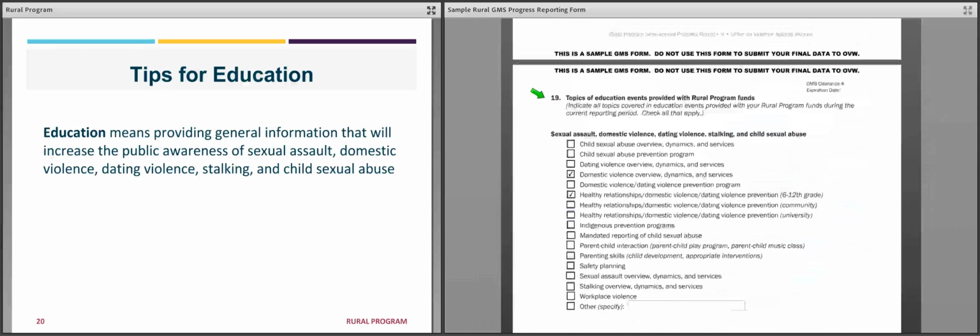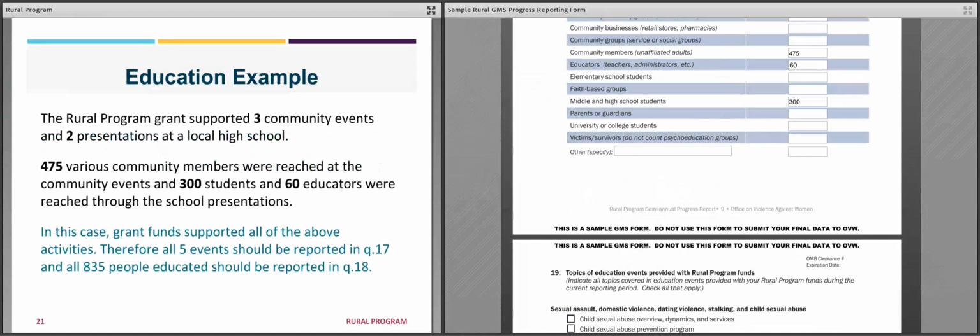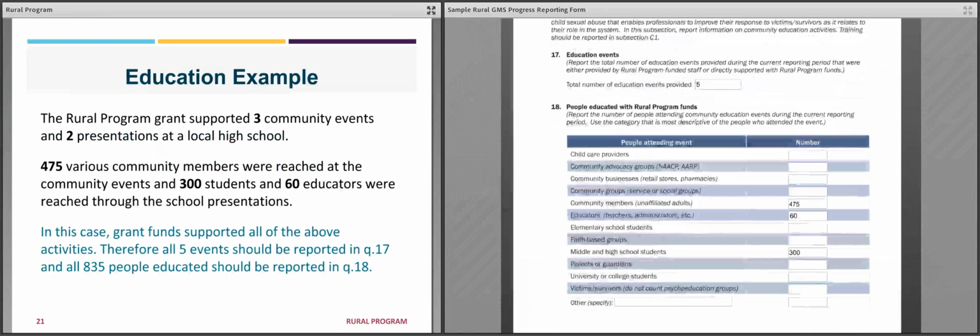For the next question, question 19, topics of education events, you would indicate all topic areas covered in those education events that were provided by rural program funds during the current reporting period that you reported in question 17. Okay, and again, I have an example for us to go through. Say, for example, the rural program grant supported 3 community events and 2 presentations at a local high school. 475 various community members were reached at the community events, and 300 students and 60 educators were reached through the school presentation. In this case, grant funds supported all of the above activities.